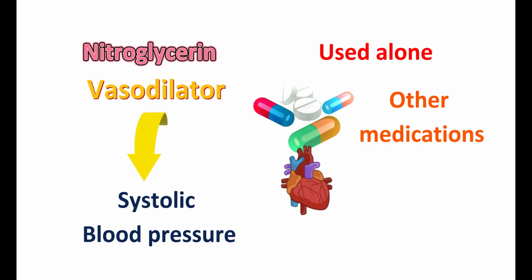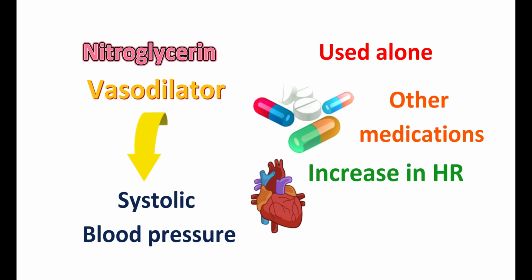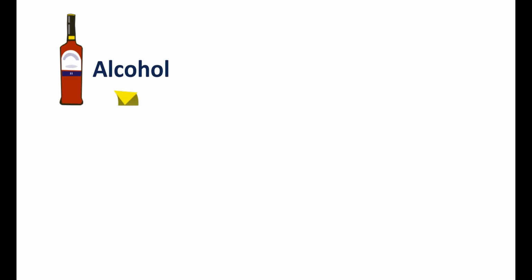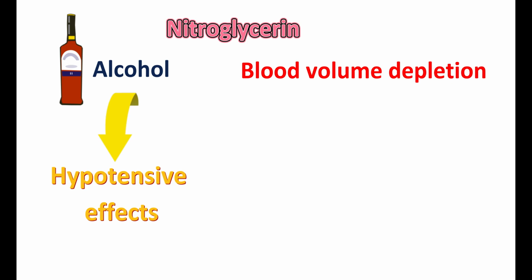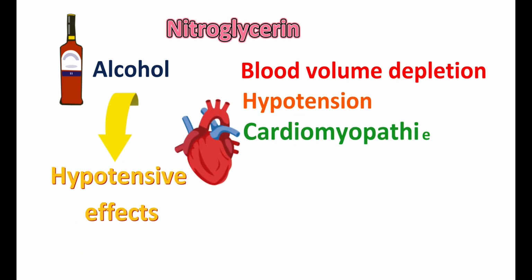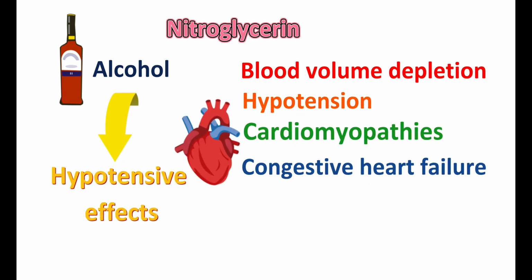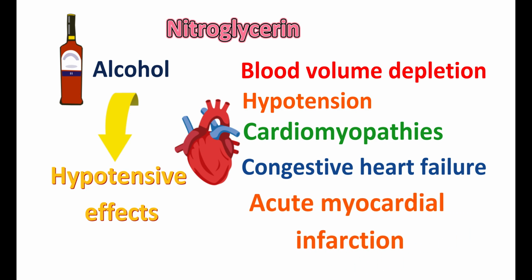Lowering your blood pressure may result in an increase in your heart rate. Occasionally, it can also produce paradoxical bradycardia. Significant consumption of alcohol may also add to hypotensive effects. The hypotensive effect produced by nitroglycerin is influenced by many factors. In people with blood volume depletion, existing hypotension, cardiomyopathies, congestive heart failure, acute myocardial infarction, or poor cardiac function, use of nitroglycerin may increase the risk.